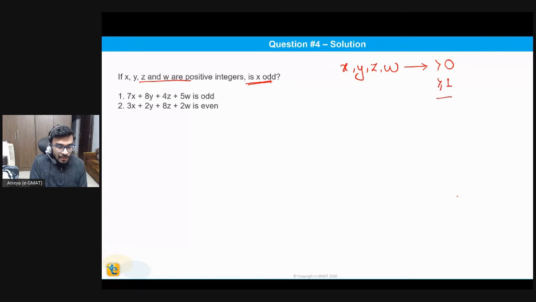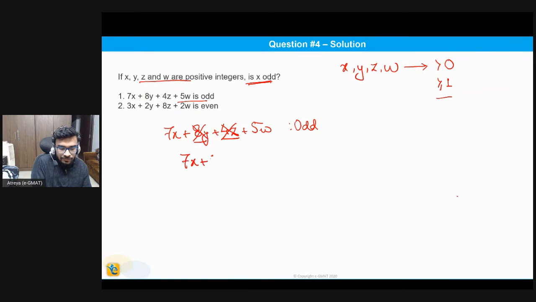And they're positive integers. Now, if I go to statement one's analysis, what do I have? I have 7x plus 8y plus 4z plus 5w, and this is given as odd. Now, as in the last question we did, we'll apply the same thing here as well. We see that these two terms have an even coefficient, and we know that if I have an even coefficient, then the entire term is always even. Even if I add or subtract it, it does not change the even odd nature of the entire expression. So I'll just cancel these out from my expression. What do I have now? I have 7x plus 5w to be an odd number.